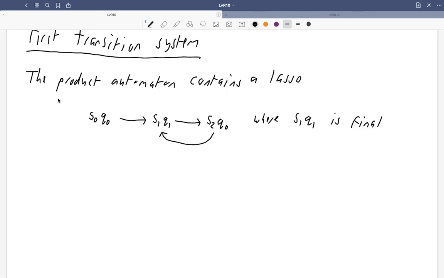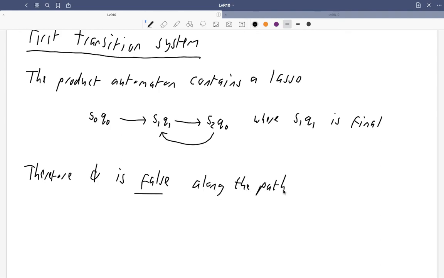Therefore, phi is false along the path S0. So now we want a counterexample path from the transition system, and we simply take the transition system states out of this lasso from the product automaton. So along this path through the transition system, if we go from S0 to S1 to S2 back to S1 and keep on going around that loop, phi is false. Let's have a look at that.